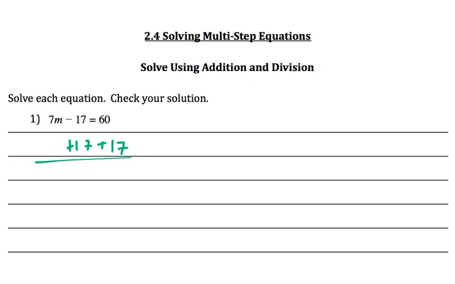Which means on the left side, these two values cancel each other out, and we have 7m still remaining on the left, but we have 60 plus 17 becoming 77. And before you move on, I want you to get your eraser out if you feel like you can't draw an almost perfectly vertical line between your equal signs.